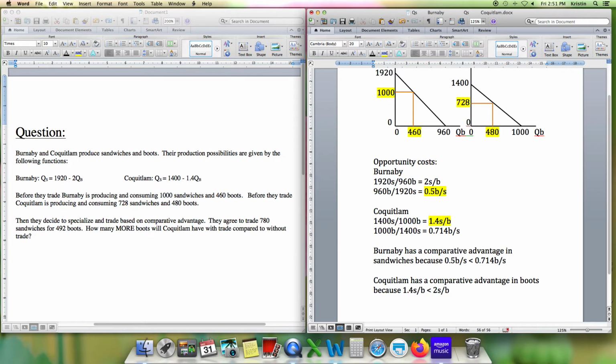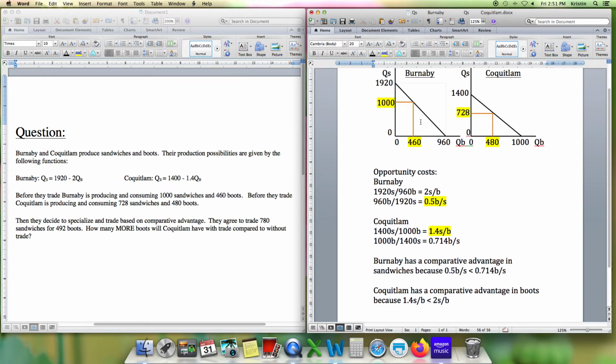Now, how much will they make? Burnaby's going to make only sandwiches. And if they produce the maximum possible number of sandwiches, that will be here, 1,920. Let me highlight that in pink. And then Coquitlam is only going to make boots. And if they only make boots, they can make a maximum of 1,000 boots. All right, so those are their production points now.